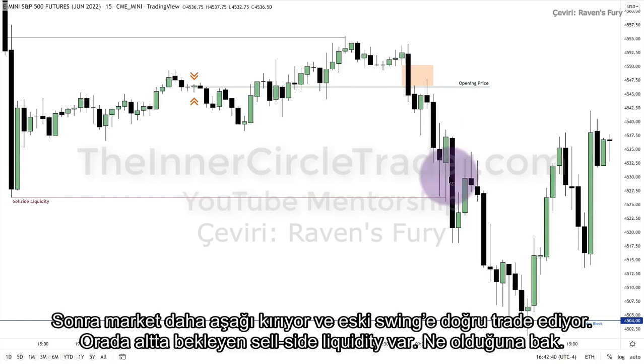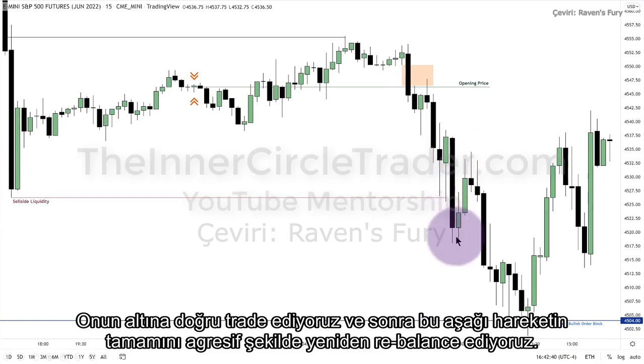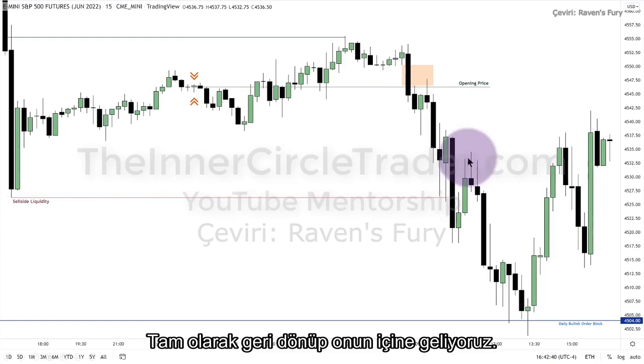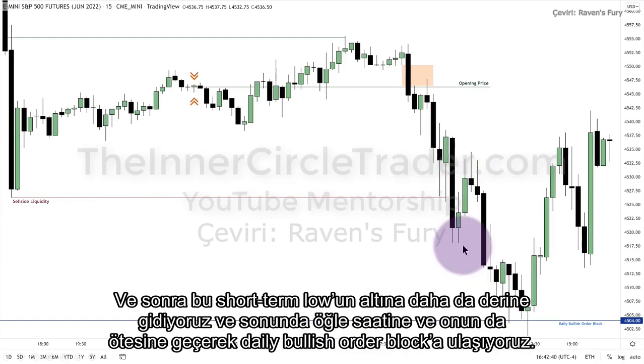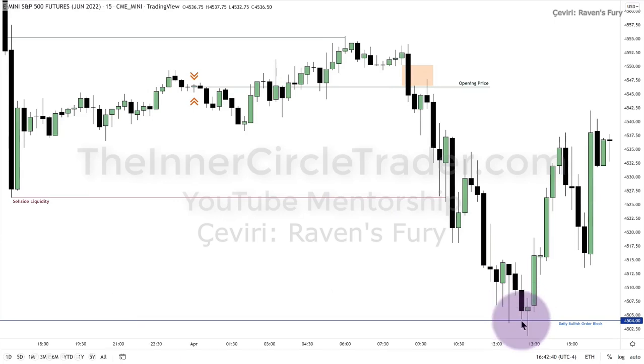Then the market breaks lower, trades down to the old swing low, sell side liquidity resting below there. Watch what happens. We trade down through it, and then we aggressively rebalance all of this down move. We come right back up into it, bearish order block, then sells off another wave into this short-term low, deeper below this low, and eventually into the lunch hour and past it for the daily bullish order block.